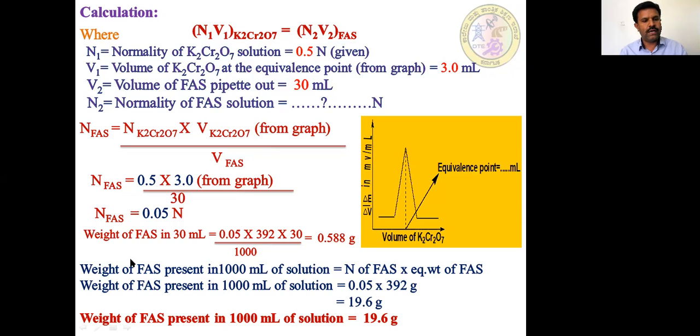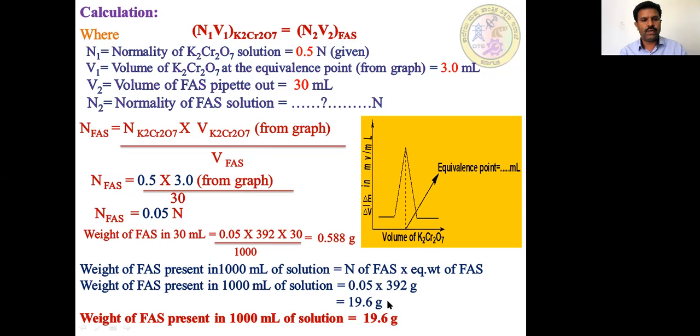Okay. Let's calculate how much ferrous ammonium sulfate is present in 1000 ml of solution. The weight of ferrous ammonium sulfate present in 1000 ml of solution is equal to the normality of the ferrous ammonium sulfate solution we identified times the equivalent weight of ferrous ammonium sulfate. That is normality 0.05 times its equivalent weight 392 grams. So in 1000 ml, 19.6 grams of ferrous ammonium sulfate is present.